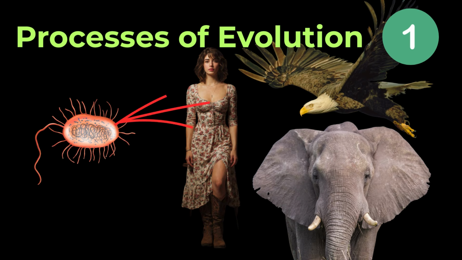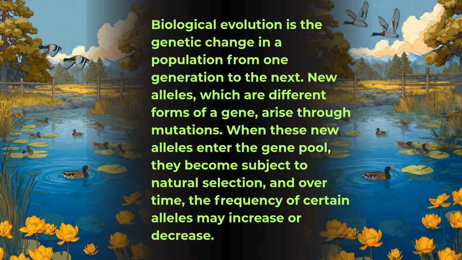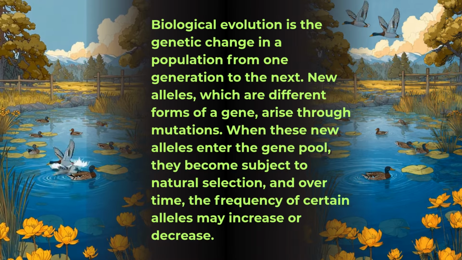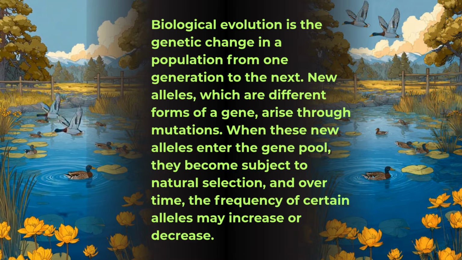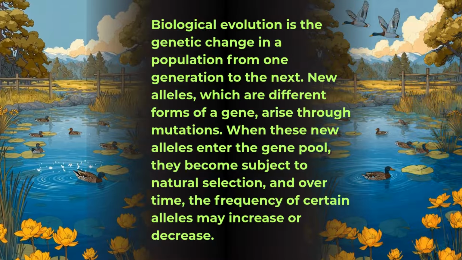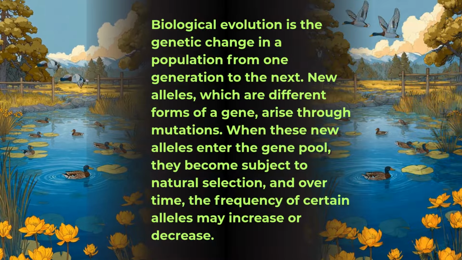Have you ever wondered how life on Earth became so diverse, from single-celled organisms to humans, elephants, and eagles? The answer lies in the process of evolution. Biological evolution is the genetic change in a population from one generation to the next. New alleles, which are different forms of a gene, arise through mutations.